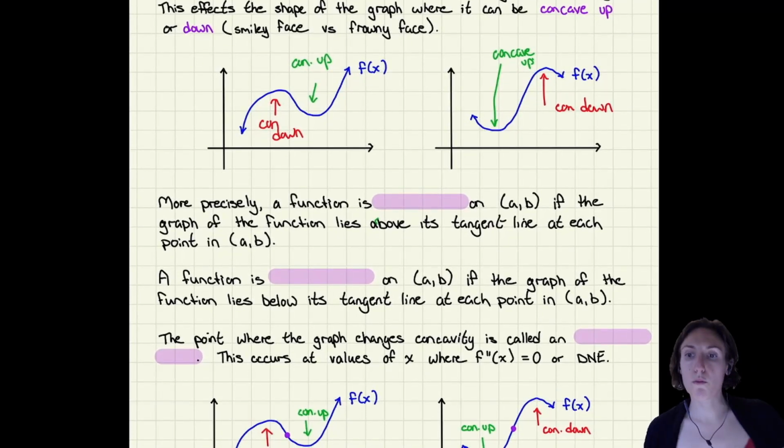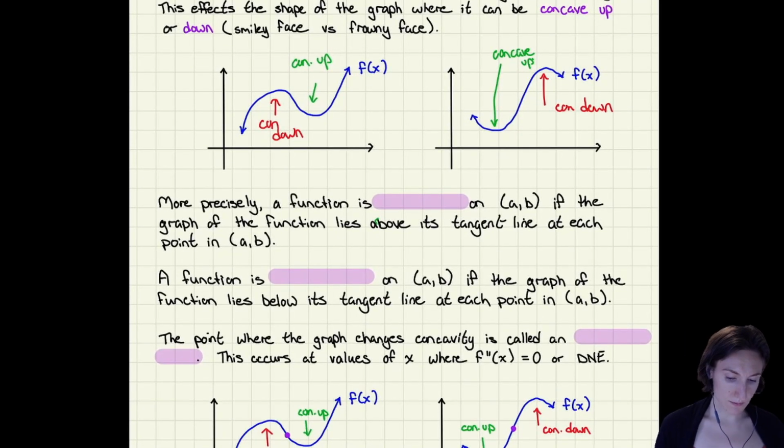Okay? So more precisely, a function is concave up on some interval AB if the graph of the function lies above its tangent line at each point. So look at this concave up here. If I draw a tangent, the function lies above its tangent line. If I draw a tangent here for the concave down, the function lies below.